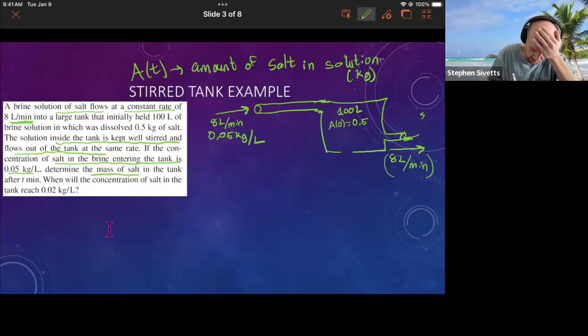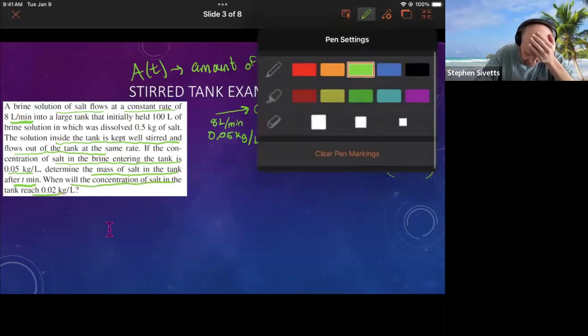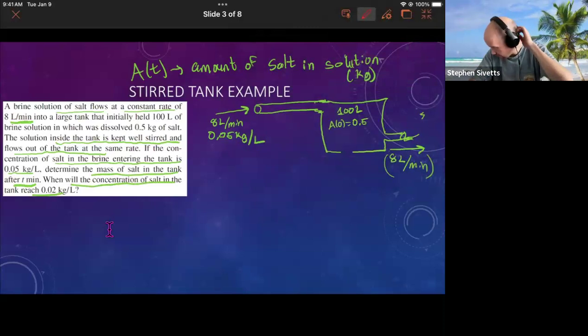So we want to determine the mass of the salt in the tank after T minutes, okay? And we want to figure out when the concentration of salt will reach 0.02 kilograms per liter. All right, so A is the amount of salt in the solution.